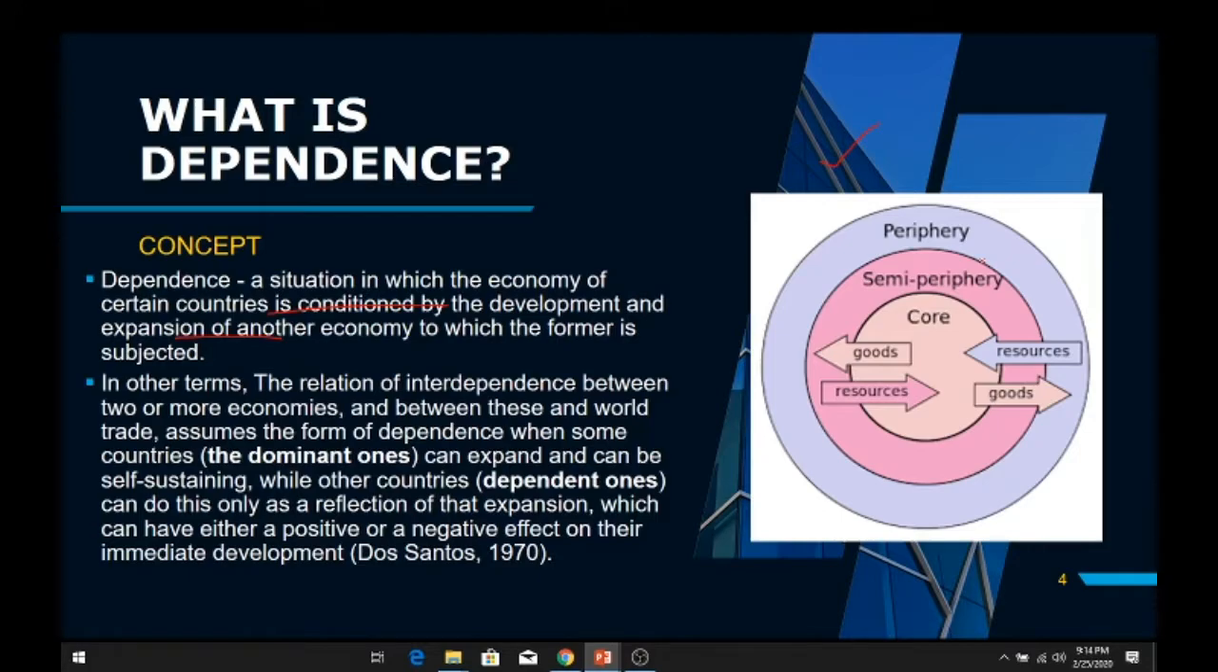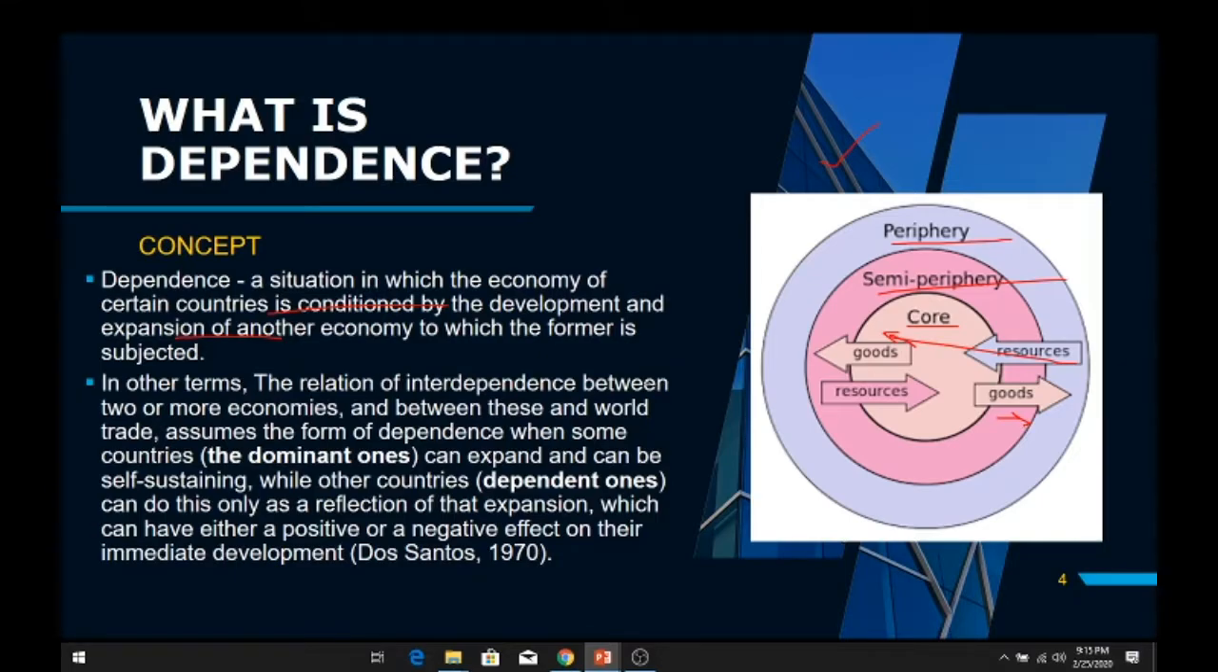There are three circles in that picture: the outermost circle is the periphery, the inner is the semi-periphery, and the innermost is the core. Some countries lie in the periphery circle, some in the semi-periphery circle, and some are core countries. The core countries are the most developed countries, the dominant ones. The periphery countries are the most underdeveloped countries that are exploited by the core countries. The resources come from the periphery countries to the core countries, and the final goods and products are made in the core countries and go back towards the periphery countries. So the periphery countries are serving the core countries and their benefits.